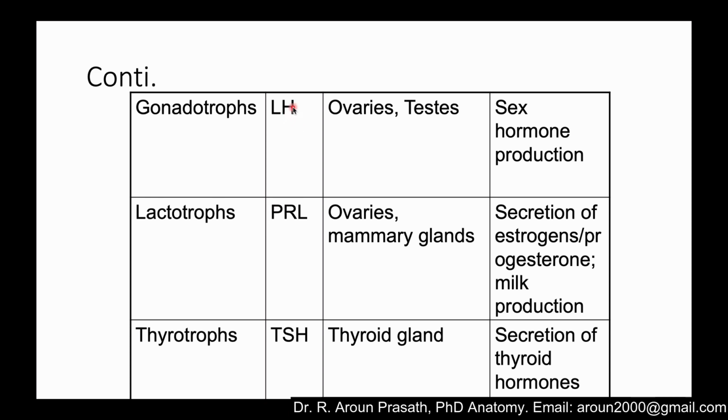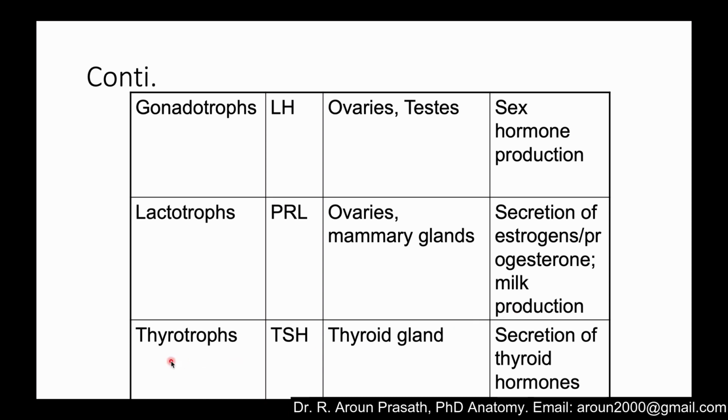For example, if luteinizing hormone is not released by the pituitary gland, then the menstrual cycle will be affected and the female cannot conceive a child. So whenever a female goes to an infertility clinic, they check the luteinizing hormone level, the follicle stimulating hormone level, and also the estrogen and progesterone levels. Then the prolactin hormone secreted by the anterior pituitary goes to the ovary and the mammary gland and makes them secrete estrogen and milk.